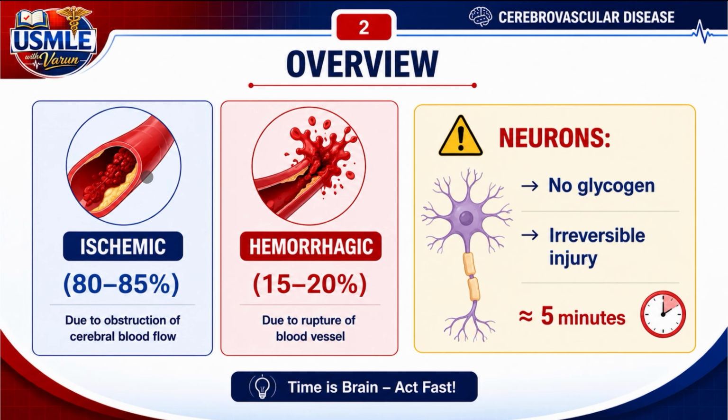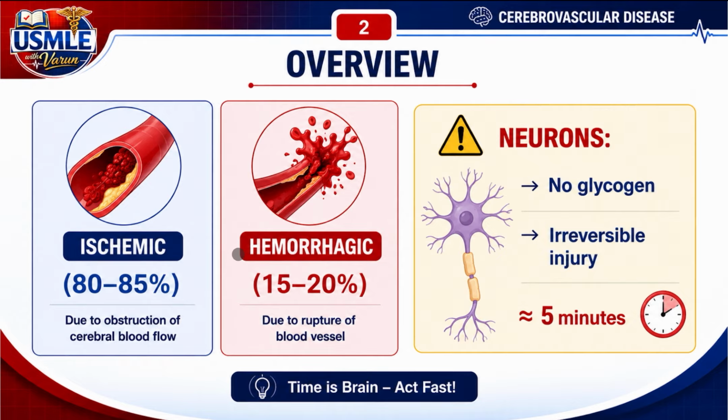So, we can just discuss strokes right now. Strokes are broadly divided into two different types. Ischemic strokes, which account for about 80 to 85%, are one kind, and the other kind is the hemorrhagic strokes, which account for the remaining 15 to 20%.